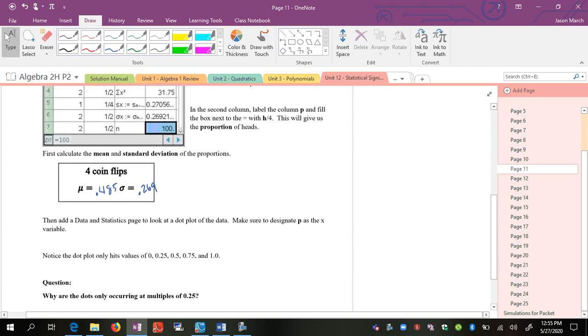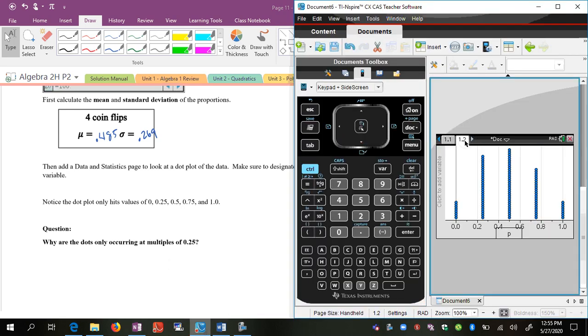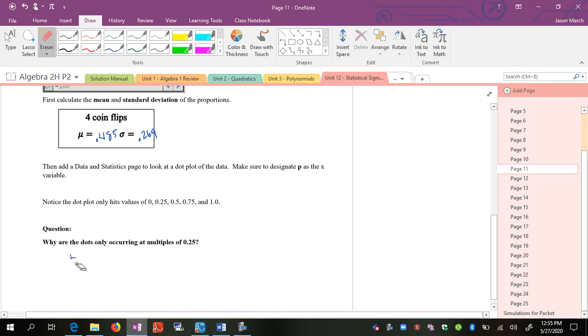So notice the dot plot only hits values of 0, 0.25, 0.5, and 0.75. So why are the dots only occurring at the multiples of 0.25? If we look at it, you can see that a quarter, right? If I flip a coin 4 times, I'd get 1 out of 4, 1 out of 2 or 2 out of 4, 3 out of 4, 4 out of 4. And it's because the sample size is 4 coin flips. What we're really interested in looking at is what happens when we increase that.